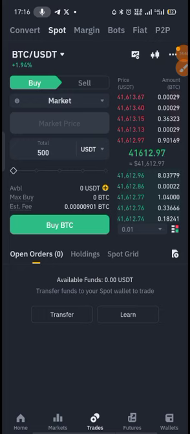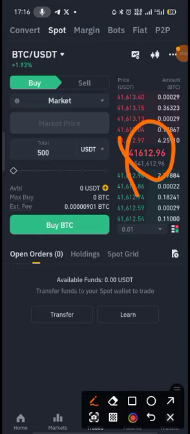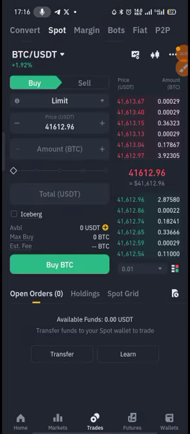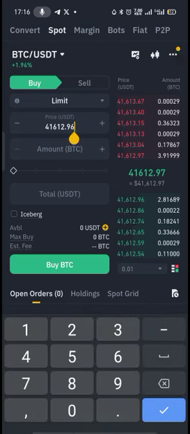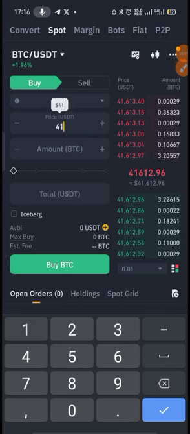Now say I want to buy BTC at a lower price. I don't want to buy it at this price, I want to buy it lower. I will go here and change it to limit. I will change this price and say buy BTC at 38,500. That's the price I want to buy.